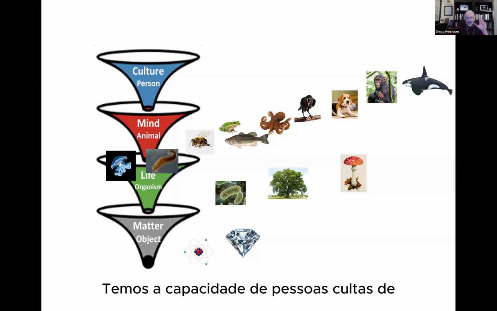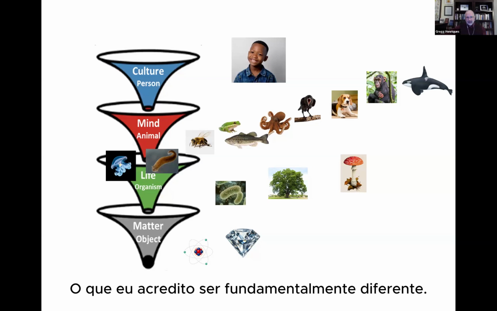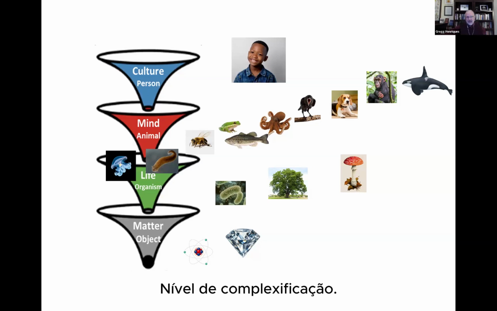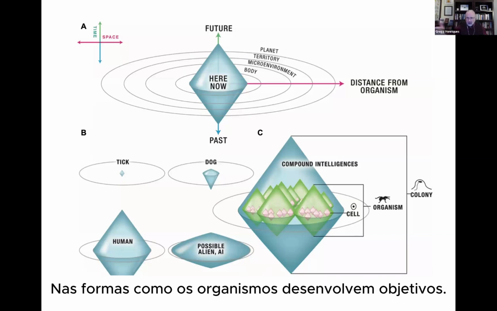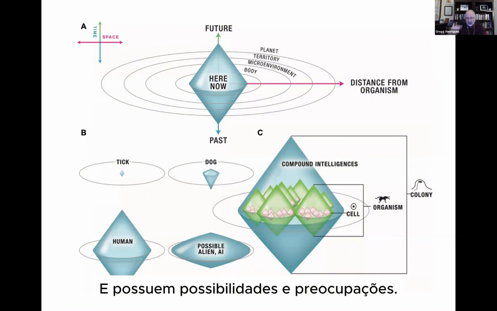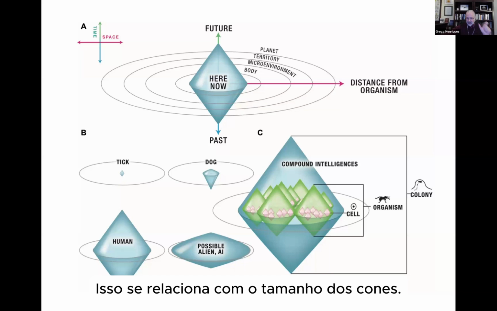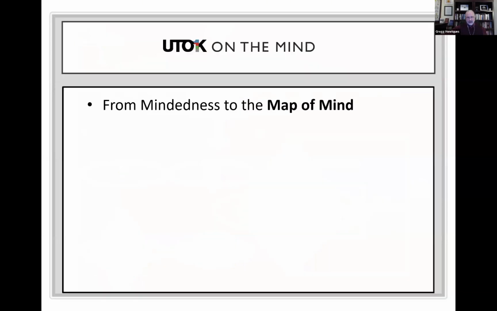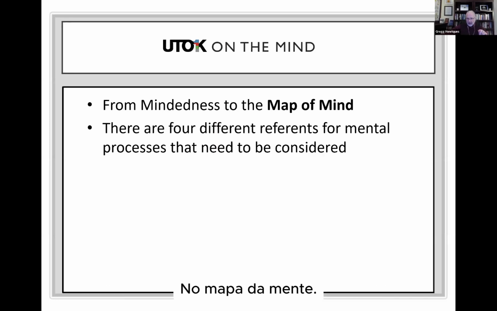And of course, we have the capacity as cultured persons to narrate and dialogue, which I do believe is a fundamentally different layer of complexification. And we can use Michael Levin's concept of light cones in the ways in which organisms develop goals and have possibilities and concerns. And I would argue the light cone of cultured persons is different than quote unquote higher animals, different than lower animals like slugs, and that's different than bacteria. And that relates to the size of the cones in the tree of knowledge. So with our frame of mindedness as a third dimension of complexification, we can then shift in and zoom in into the map of mind.